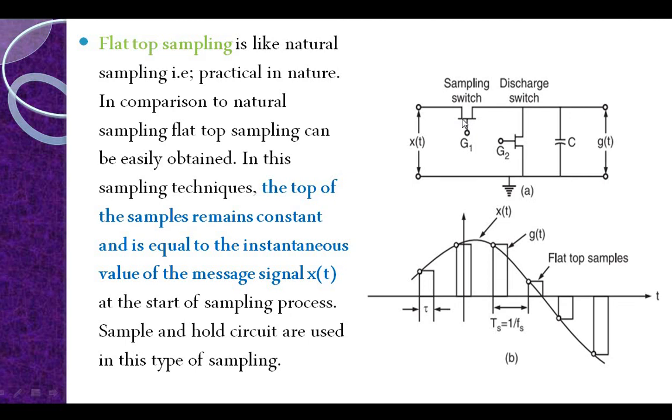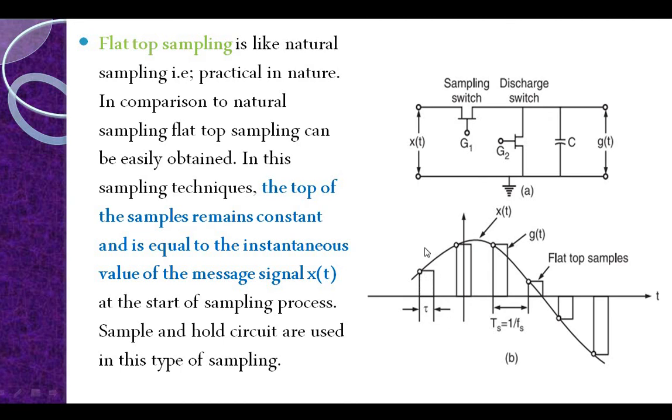Now what happens to the capacitor? Due to this, the capacitor C is discharged to 0 volts. First it will be charging when your sampling switch is off by G2. Now G1 is on, meaning your sampling switch is on, G2 is off, and it will discharge. The discharge switch is then open and thus the capacitor has no voltage. That's the reason the output of the sample and hold circuit consists of a sequence of flat top samples. We are having a flat top.